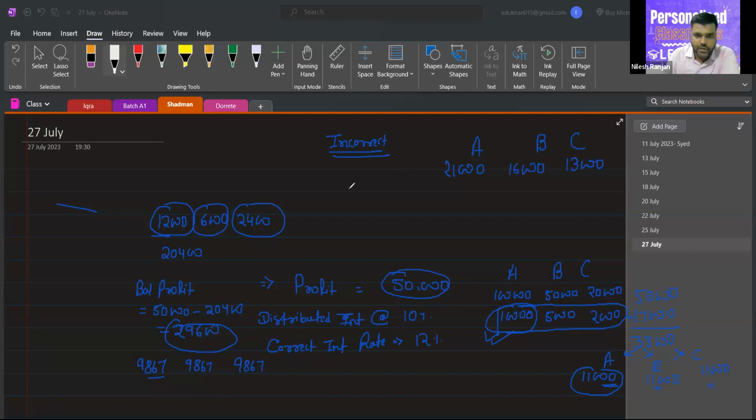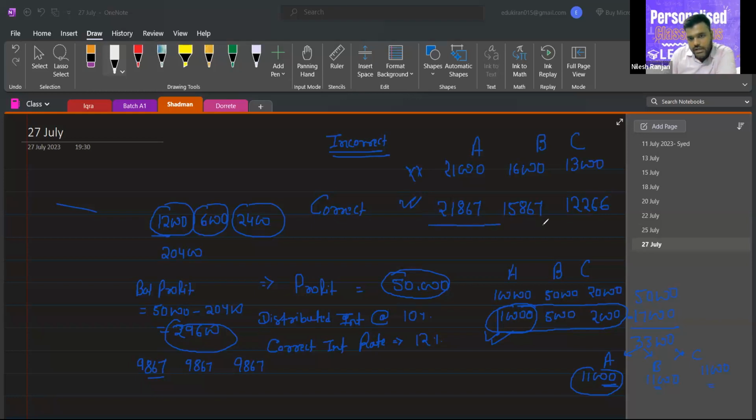Now the correct situation: 12,000 plus 9,867, it is 21,867. For B, it is 15,867. And for C, it is 2,400 plus 9,867, 12,267. So this is your incorrect situation and this is your correct situation.